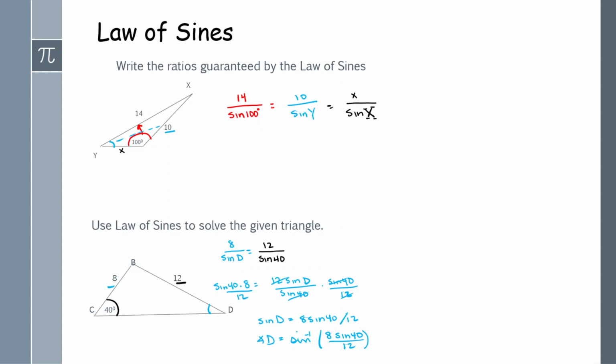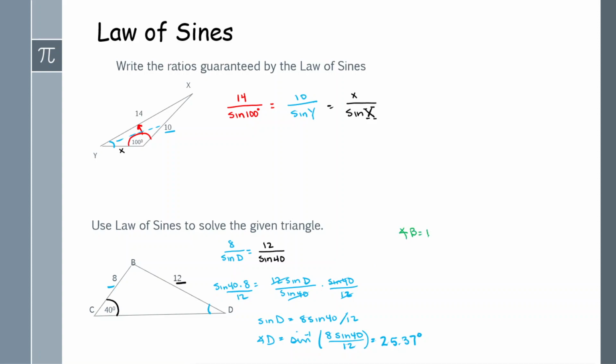Now that is in 40 degrees, so we want to make sure first of all that your calculator is in degrees. And then you should find that above the sine button there is an inverse sine. So we'll use that. 8 times the sine of 40 divided by 12. And we get that this angle is 25.37 degrees.